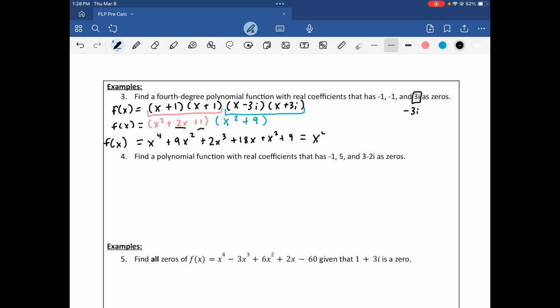And just combine all of those like terms. So we've got x to the 4th plus 2x cubed. I got those together. And then I've got 10x squared total, plus 18x, plus 9.